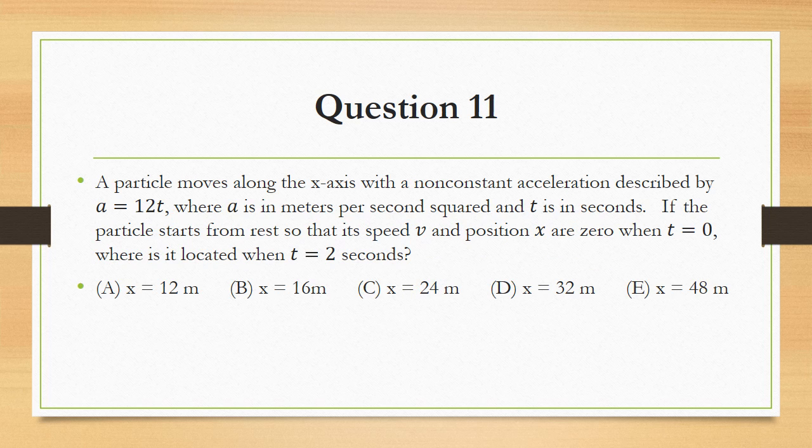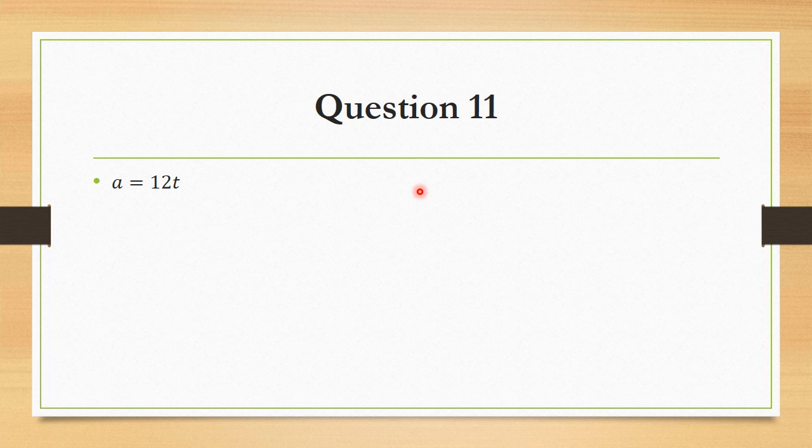Question 11 tells us right in the prompt we have a non-constant acceleration. So starting from a equals 12t, I'm going to take the integral with respect to time and find that the velocity function is 6t squared plus c. In calculus, you'd say plus c. In physics, that c means the initial velocity, but the prompt tells us that it starts from rest, and therefore we don't have to include that.